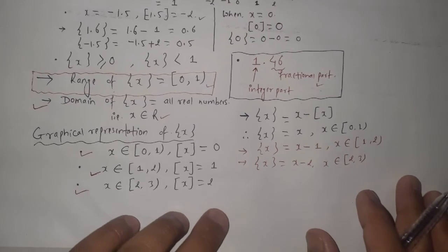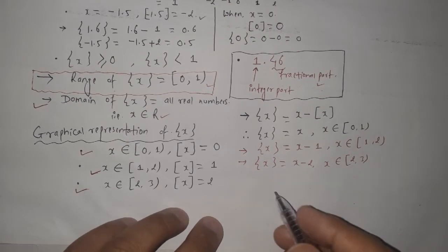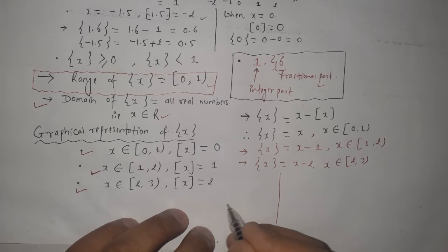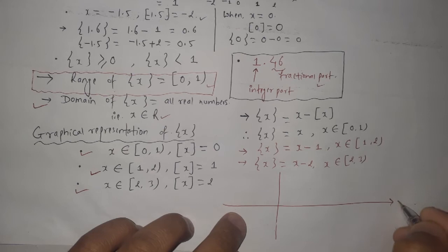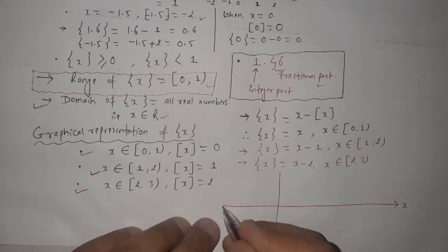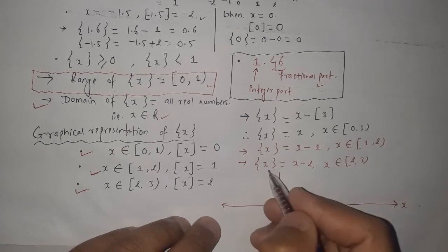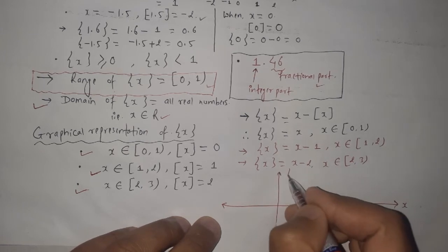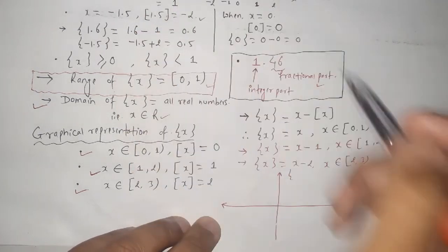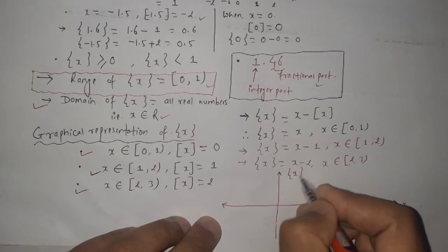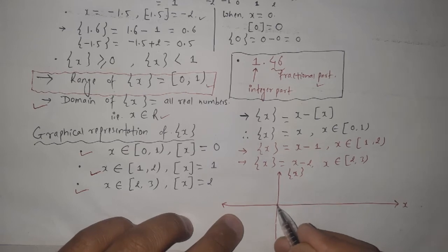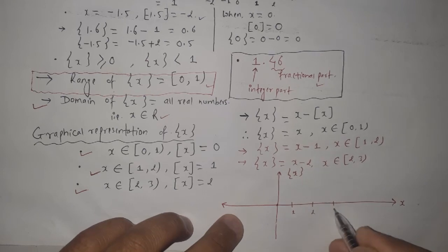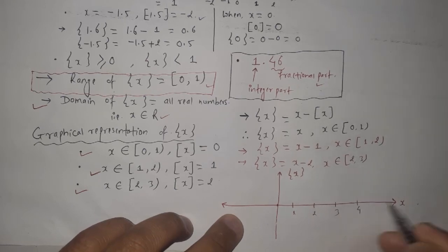Let's suppose this is the xy plane. The input x is plotted on the horizontal axis, and the output is the fractional part of x, which I am going to plot. Let's suppose this is the origin 0, this is 1, this is 2, this is 3, this is 4, and so on.